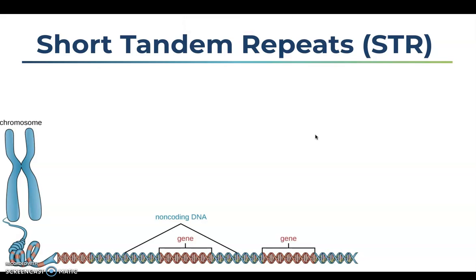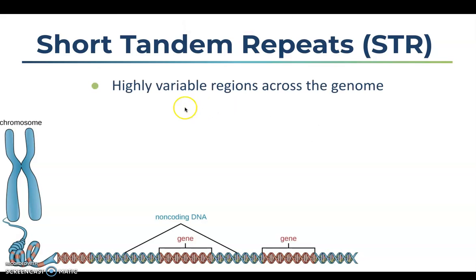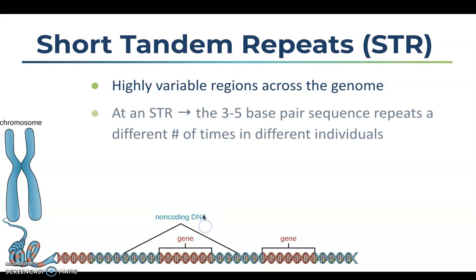So again, short tandem repeats are these really variable or highly different regions in our genes. And remember, genes are just these short segments of DNA that code for proteins, which correspond to our traits. And a short tandem repeat is the 3 to 5 letter or base pair sequence that repeats a different number of times in different individuals.